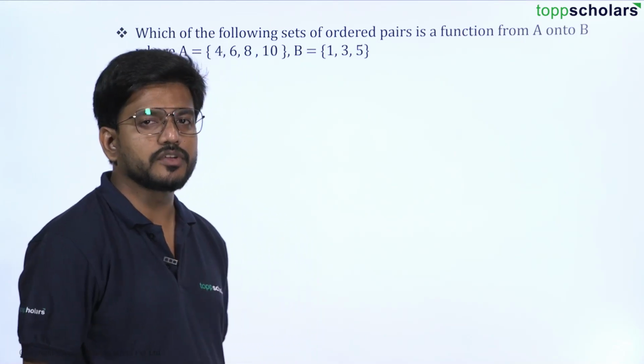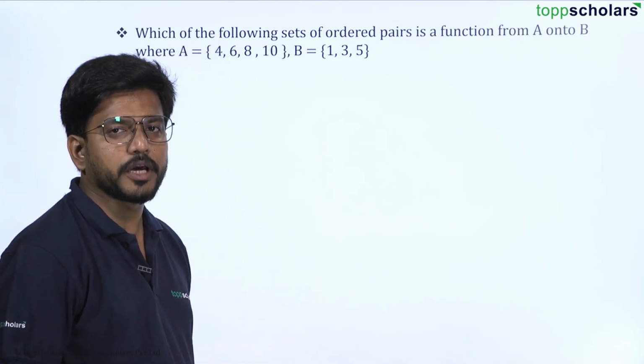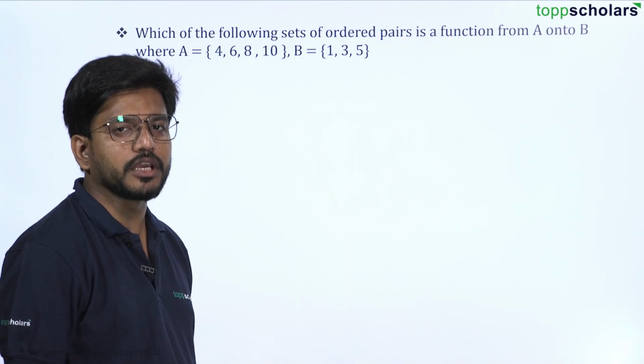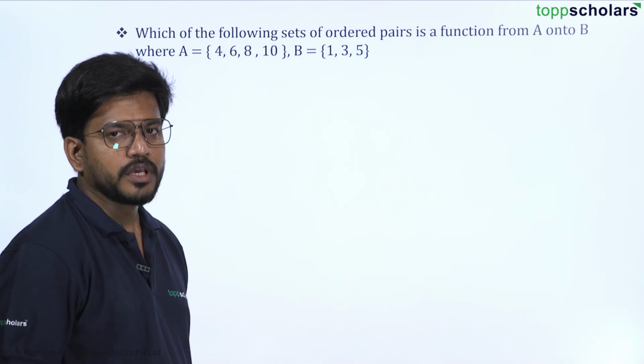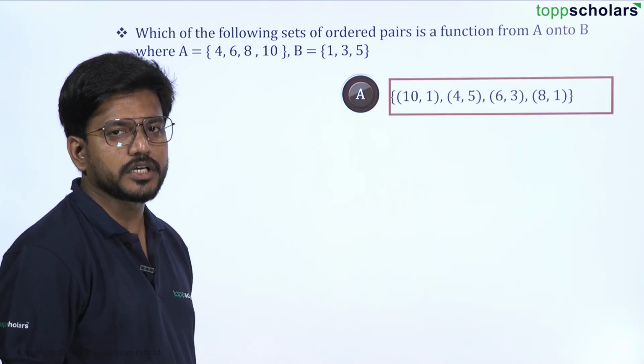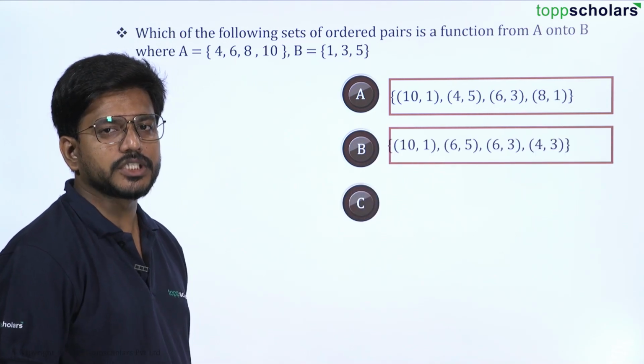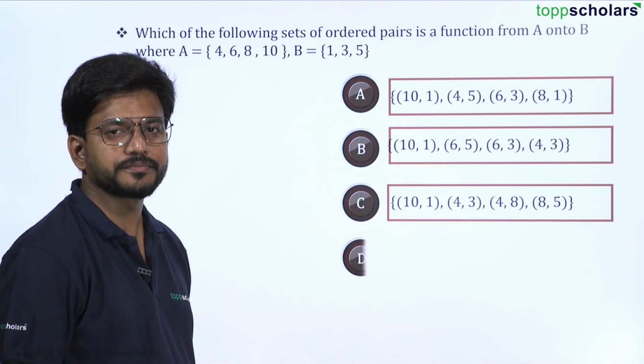So the next question is, which of the following sets of ordered pairs is a function from A to B, where A is given and B is given? And these are your options. Okay, let's check which is the function.